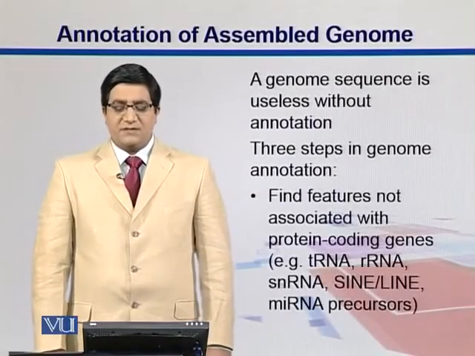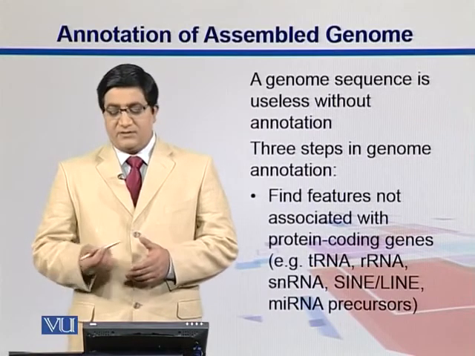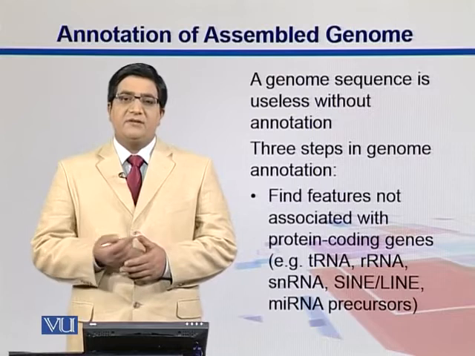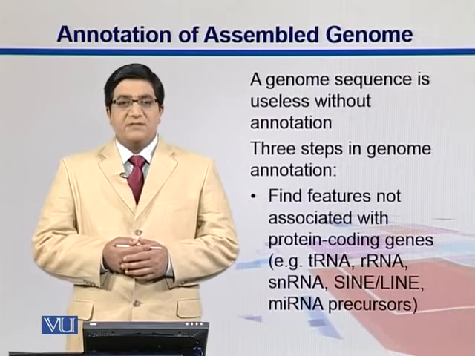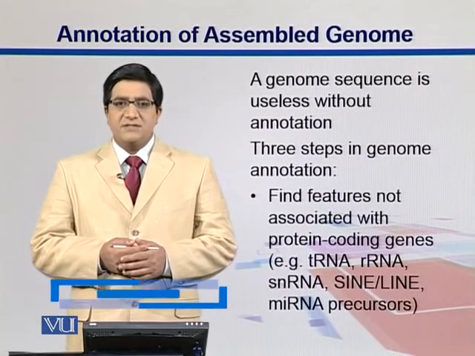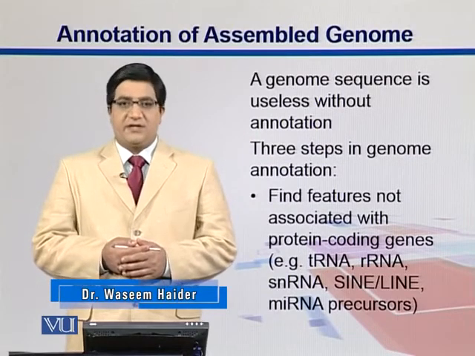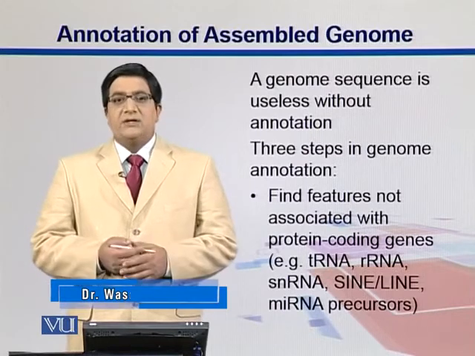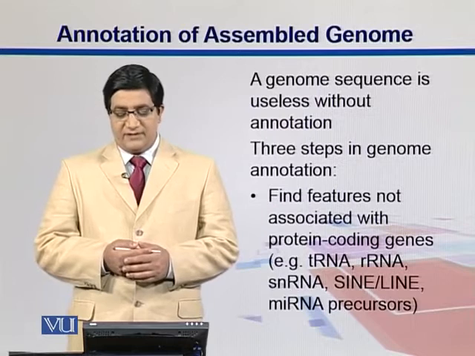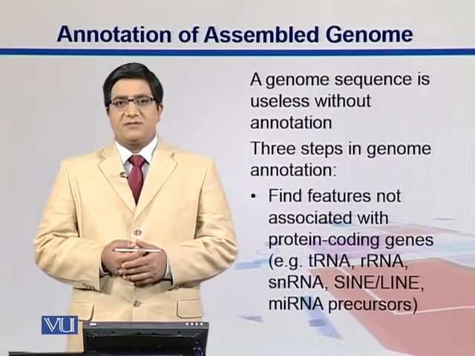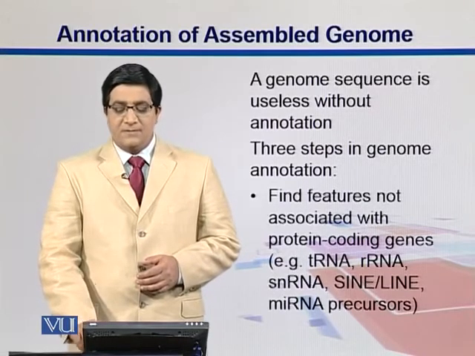A genome sequence is useless without annotations. When we do genome annotations, there are three major steps. Number one, we try to find features which are not associated with the protein coding genes. For example, we are looking for something like transfer RNAs, ribosomal RNAs, small nuclear RNAs, which we call snRNAs, SINEs, LINEs, and microRNA precursors. So these kinds of things are the features which are not associated with protein coding genes.